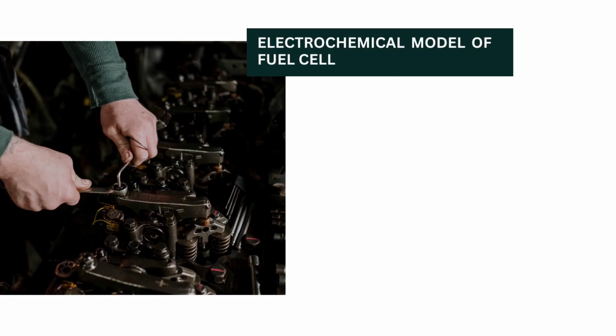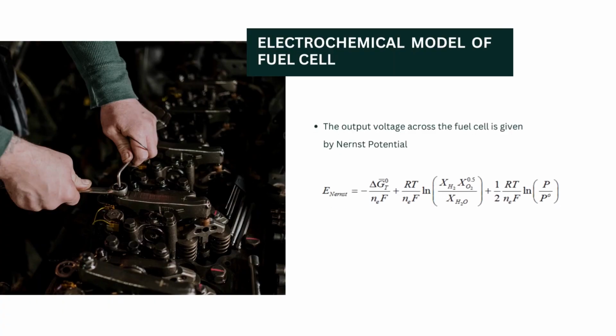Each type of fuel cell has its advantages and disadvantages, making them suitable for different applications based on factors like temperature requirement, efficiency, and the type of fuel they can utilize. The electrochemical model of a fuel cell can be seen over here. The output voltage across the fuel cell is calculated by the Nernst potential. The equation has been shown over here.